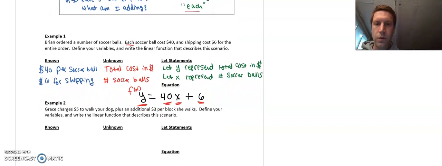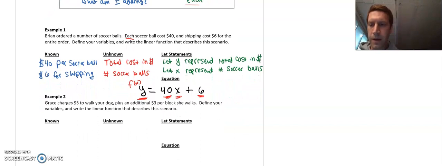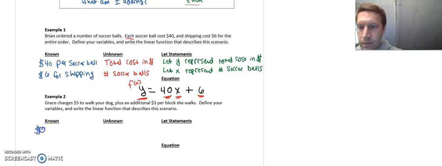Okay, so let's do another example here. Grace charges $5 to walk your dog, plus an additional $3 per block that she walks. Wow, that's an incredible business model. All right, so what are my known values? Well, it's $5 to walk. We know it's $3 per block.